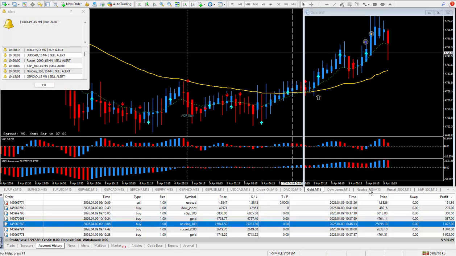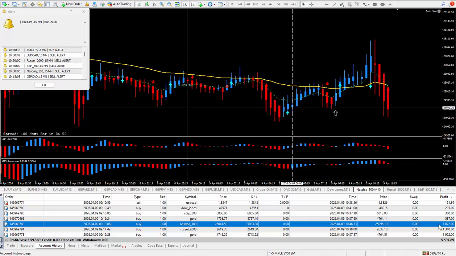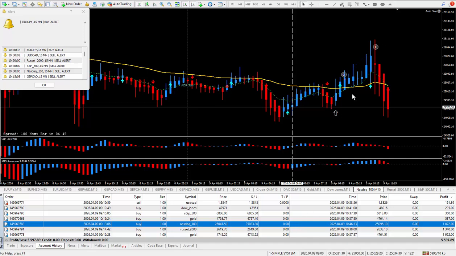NASDAQ pays $20 for each tick. Another one I bought. So I took the money divided by 20. Calculator says we're looking for approximately 54. So we're just going to drag and drop this up, see where I got in at.